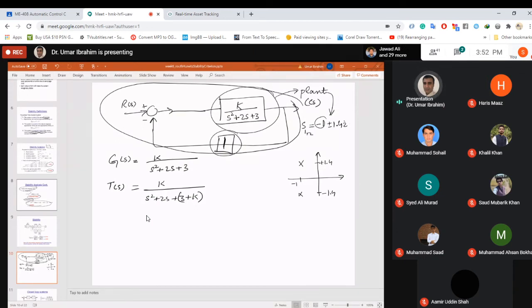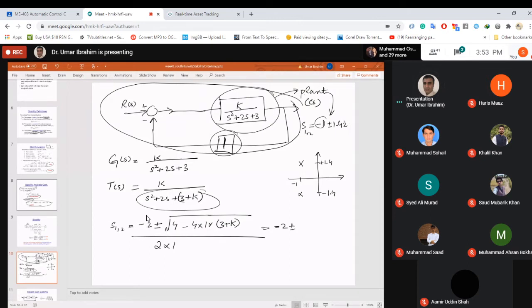Now find the roots of this transfer function. The roots will be minus 2 plus minus the square root of 4 minus 4 into 1 into the constant term, which is 3 plus K, where K is just a variable, divided by 2 into 1. So can we find out the roots if we do not know the value of K?